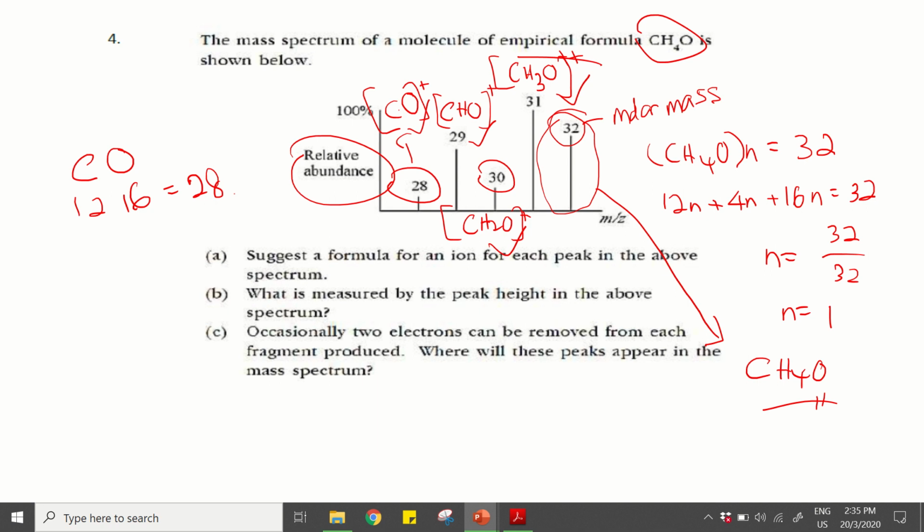That's it. So let's look at part C. Occasionally, 2 electrons can be removed from each fragment produced. Where will these peaks appear in the mass spectrum if 2 electrons have been removed?